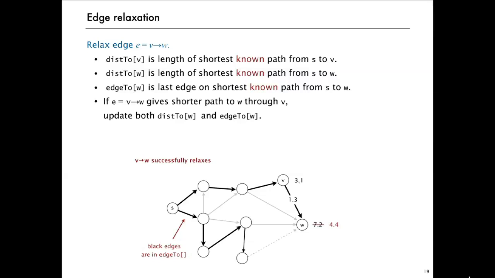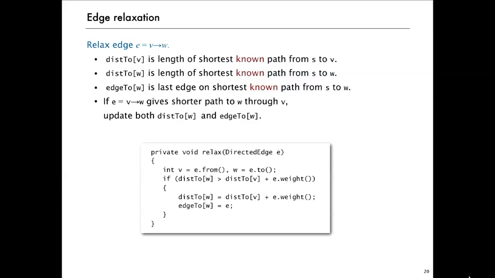When we consider a new edge, does it give a new shortest path to that vertex or not? If it doesn't, we ignore it. If it does, we update the data structures to include that edge and forget about the old edge that took us to that vertex. That's edge relaxation. And this is an easy implementation of edge relaxation in code.